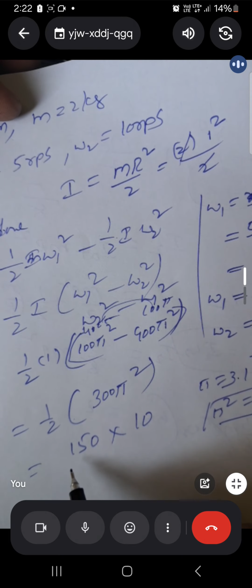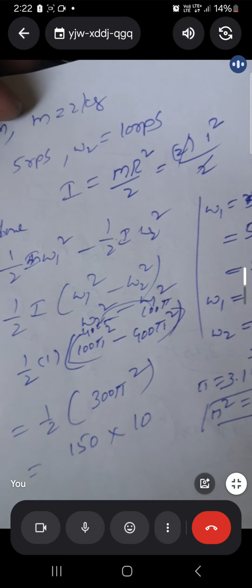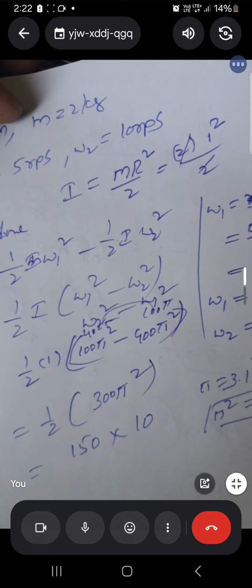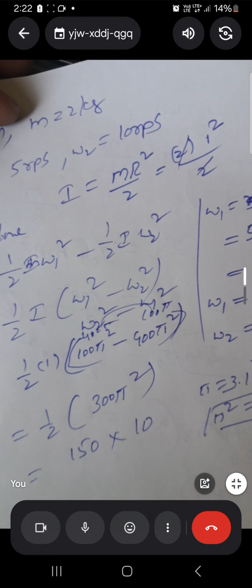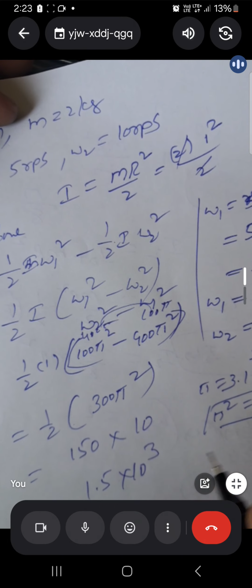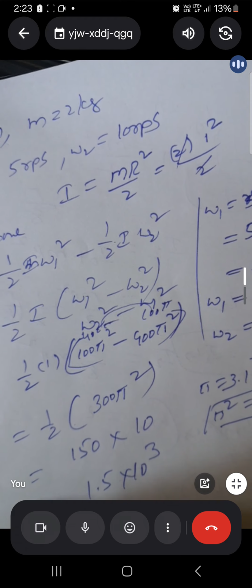Around 1.5. Okay, you can get which option? 150 into 10. That means 1.5 into 10 power 3, can write. So this is the answer. You understood, right? Option C.